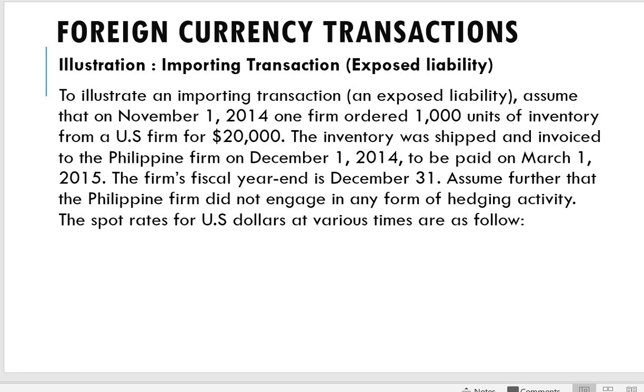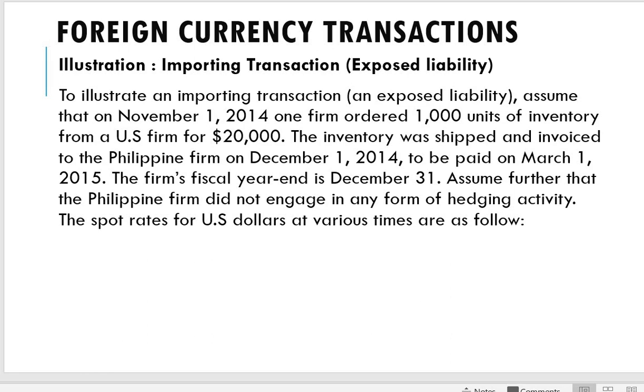To illustrate an importing transaction or an exposed liability, assume that on November 1, 2014, a Philippine firm ordered 1,000 units of inventory from a US firm for 20,000 US dollars. The inventory was shipped and invoiced to the Philippine firm on December 1, 2014, to be paid on March 1, 2015. The firm's fiscal year end is December 31. Assume further that the firm did not engage in any form of hedging activity.